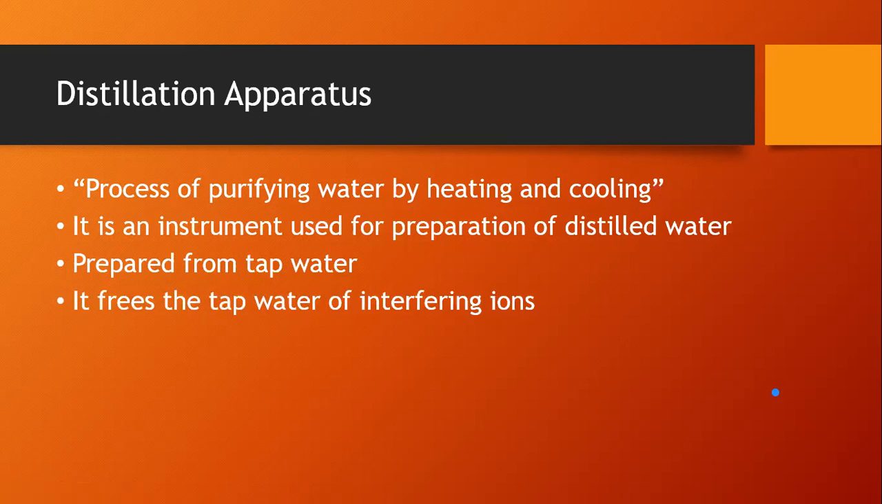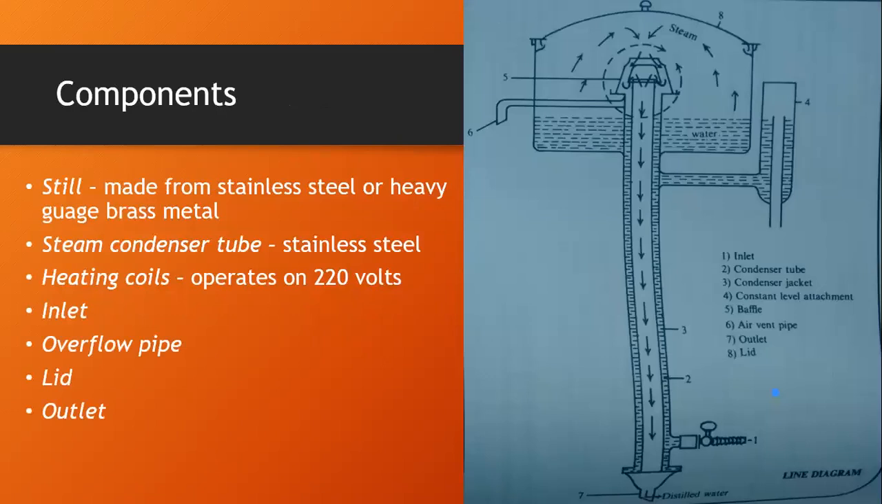So during distillation, the interfering ions present in the tap water will be removed, and we get water which is free of all these impurities. So let us see what are the parts and components of a distillation apparatus. There is a still.